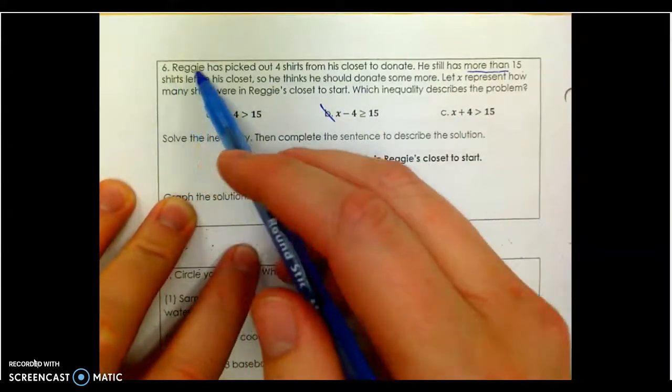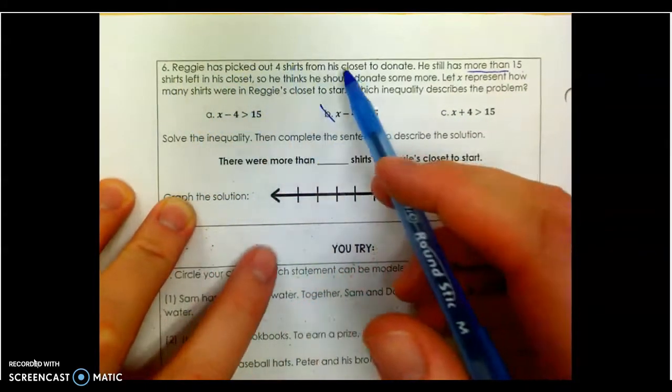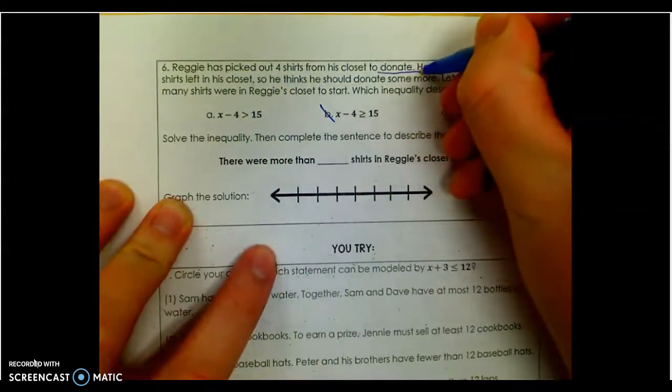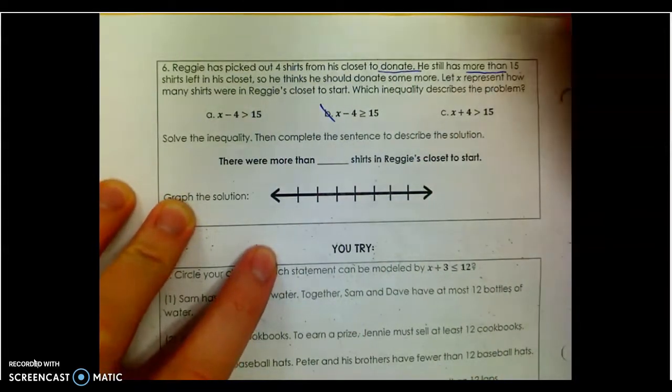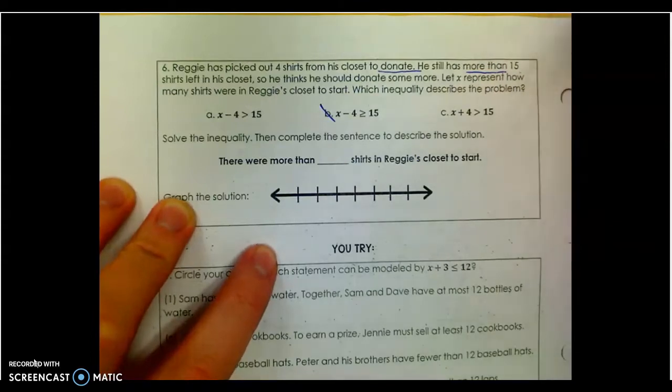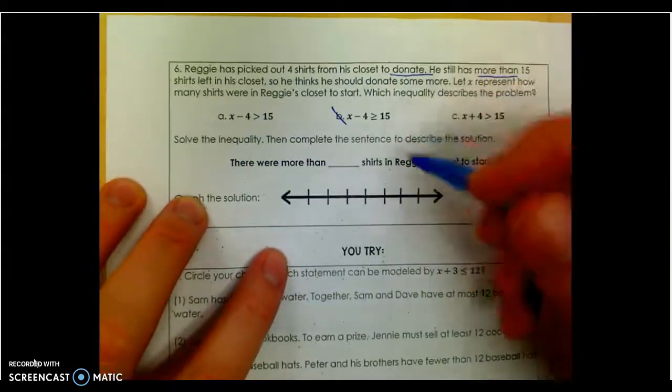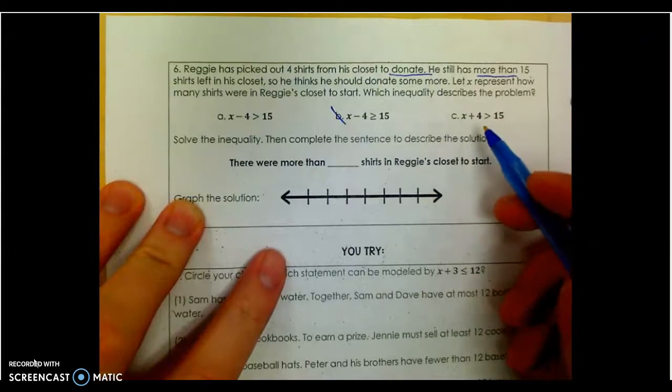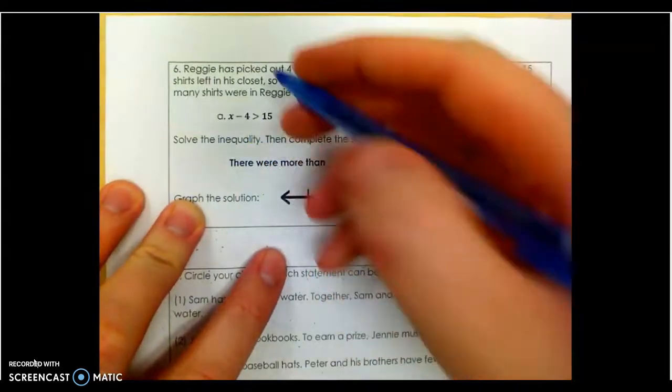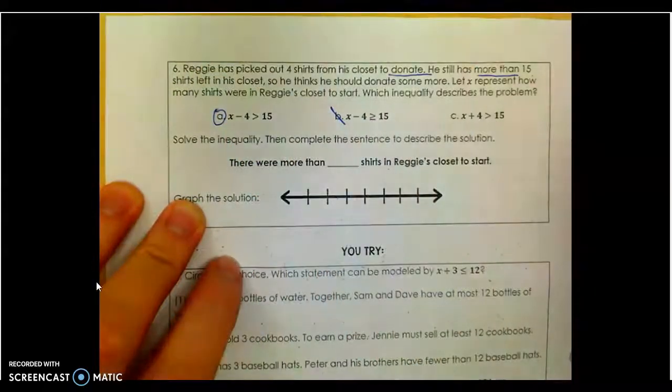It also tells us that Reggie has picked out 4 shirts in his closet and is going to donate them. Okay, if you're donating clothing, you're not getting new clothing, right? You're losing that clothing. You're giving it away. So would we be adding 4 or would we be subtracting 4? The answer is going to be A, x minus 4.